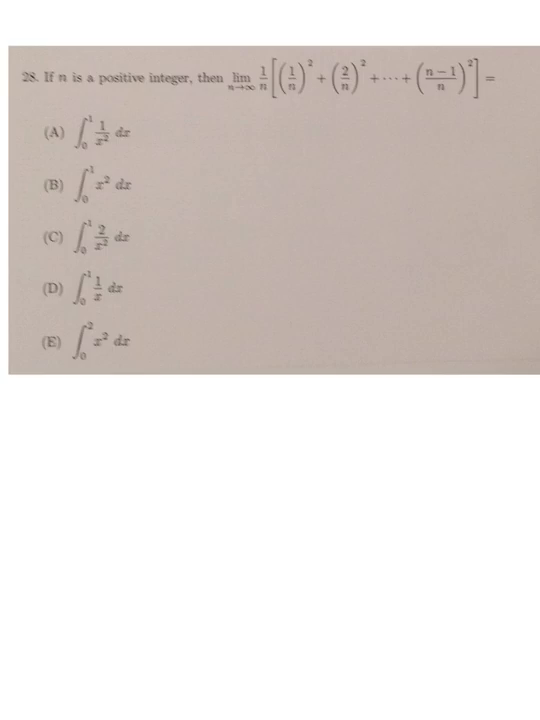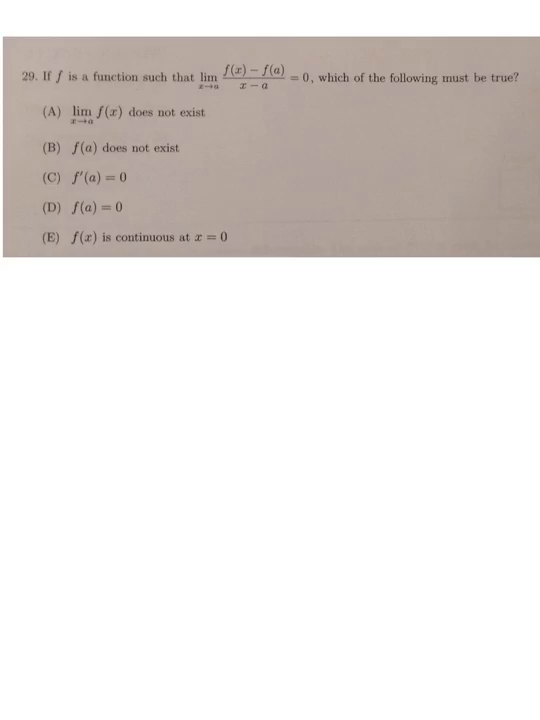All right, 28 is another one that you can skip. We don't do that anymore, so go on to 29. Now when we start getting to 29 and on, remember that these are calculator questions. The answer for 29 is C. And simply put, this is the definition of a derivative. So they're telling you that the derivative is equal to 0, and the only choice that says that is choice C.